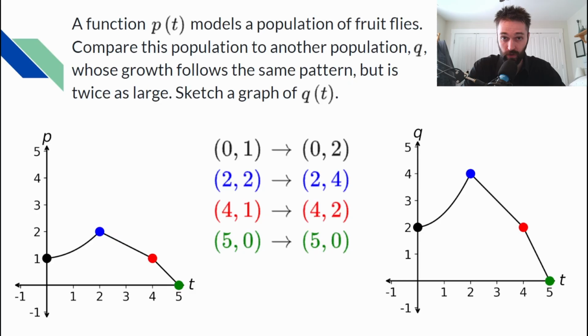So q of t is a transformation of p of t, namely, it's a vertical stretch.